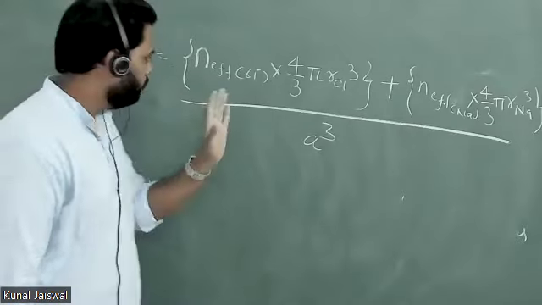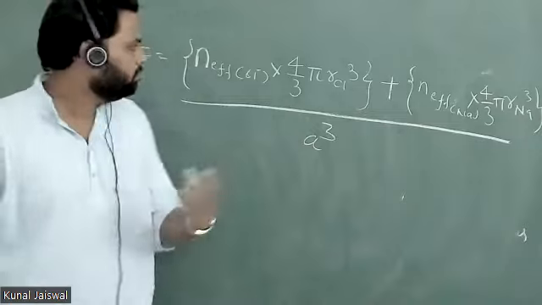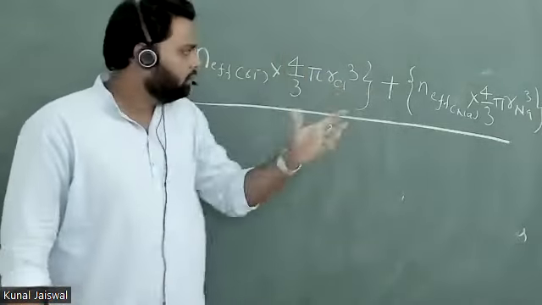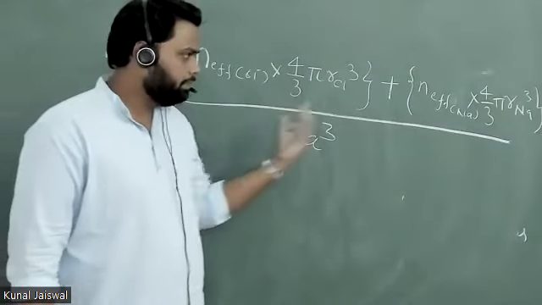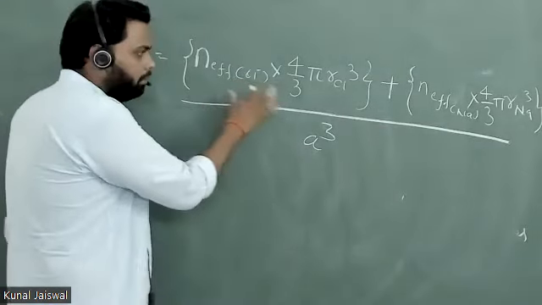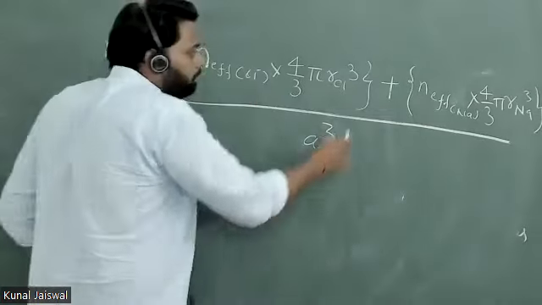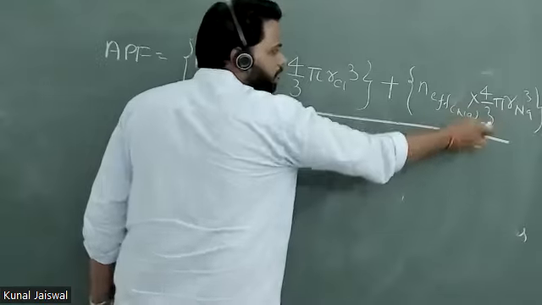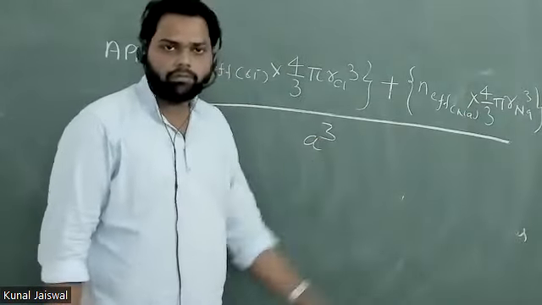No, sir. See, it's very simple, very trivial. What we were doing? We were taking N effective multiplied by the volume of one atom. In that case, here these are two ions, Cl is separate, Na is separate. So we take N effective of chlorine multiplied by the volume occupied by the chlorine ion, plus N effective of sodium multiplied by the volume of the sodium ion, and the whole will be divided by the volume of the unit cell, that is A cube.